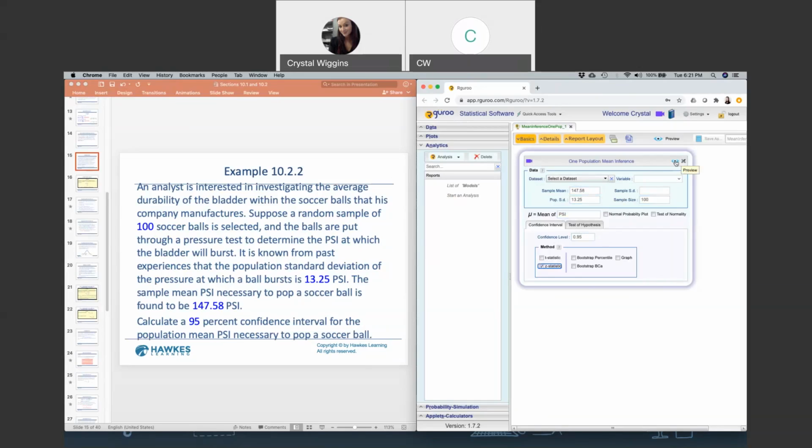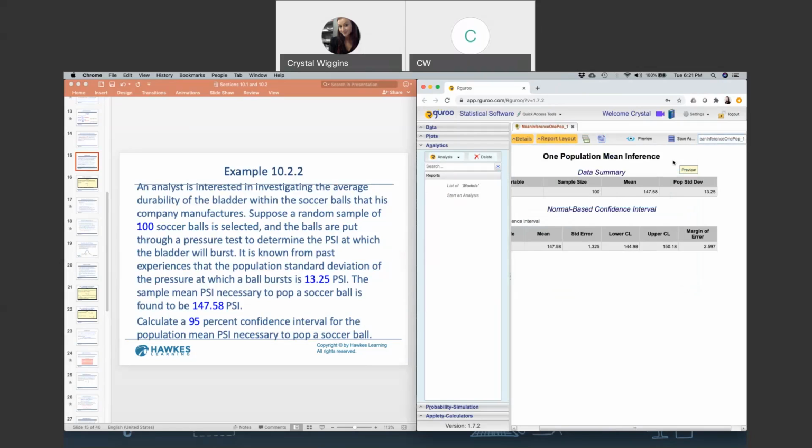Okay, again, I've told several students the best way to remember how to use Rguroo is to pause the video at this point and take a picture of what I've entered in from the PowerPoint. PowerPoints are set examples that you can use to make sure you're doing the other examples correctly.